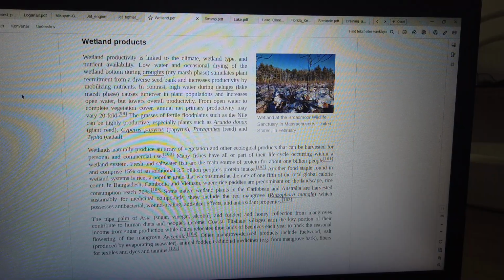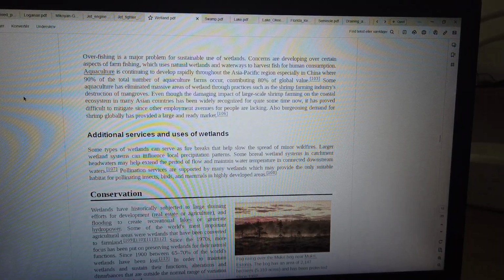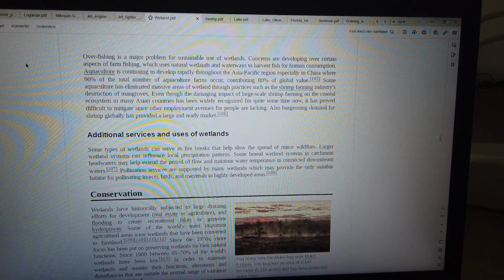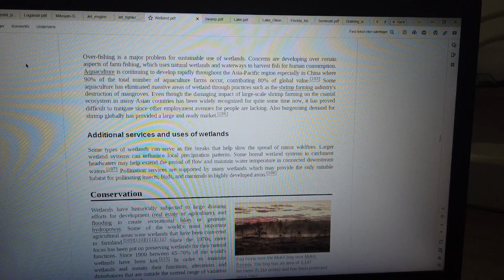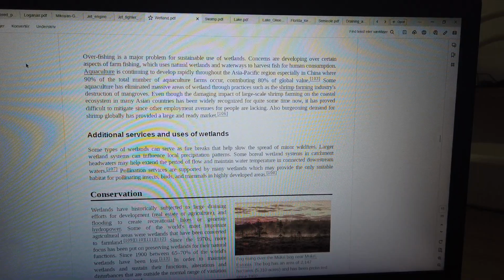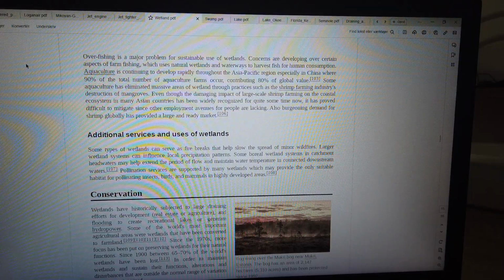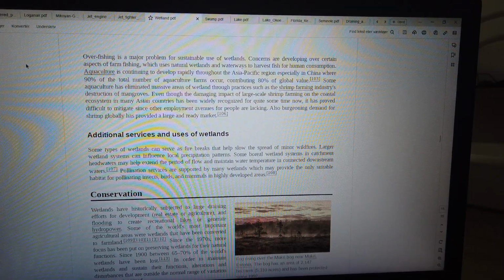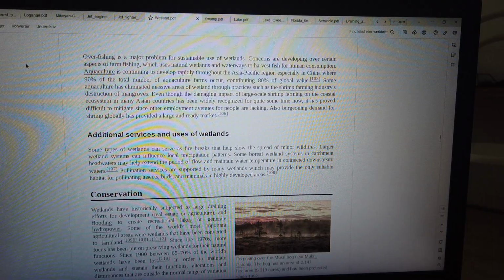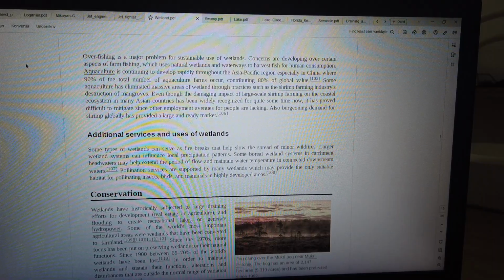105. Overfishing is a major problem for sustainable use of wetlands. Concerns are developing over certain aspects of farm fishing, which uses natural wetlands and waterways to harvest fish for human consumption. Aquaculture is continuing to develop rapidly throughout the Asia-Pacific region, especially in China, where 90% of the total number of aquaculture farms occur, contributing 80% of global value.